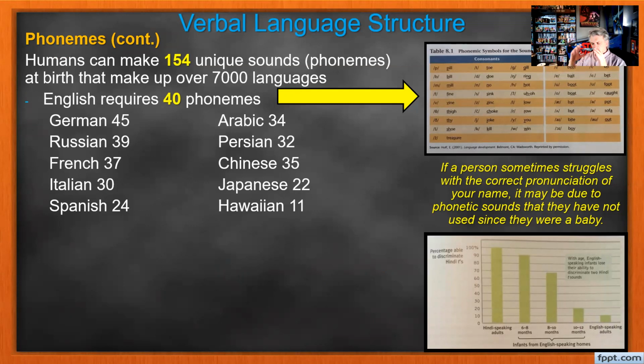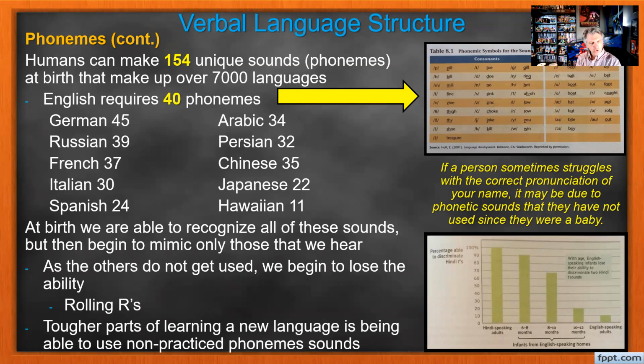Yet when it comes to languages from other regions of the world, the Arabic and Persian languages, at 34 and 32, have some phonetic sounds that are not used in the Latin-based languages. And Chinese and Japanese, 35 and 22 phonetic sounds, don't necessarily use the same ones. Some of them are. Hawaiian only has 11. And this is why the biggest thing that we struggle with when we learn a second language is making those phonetic sounds, especially the older you are when you try to learn that language.